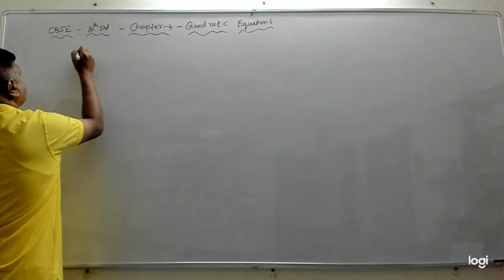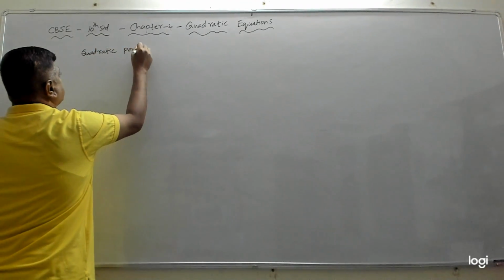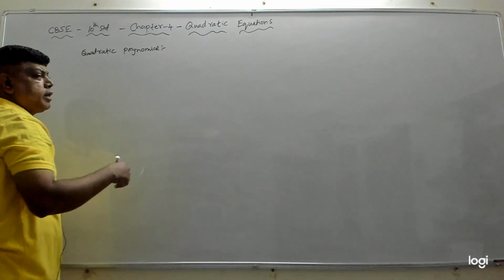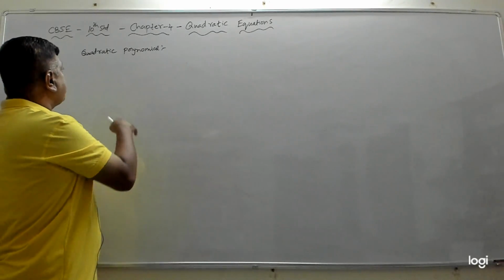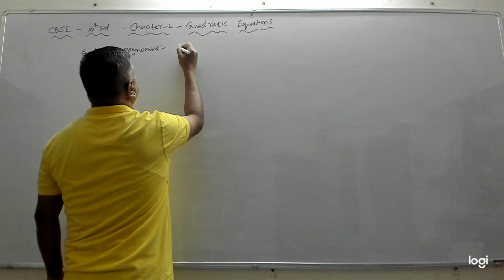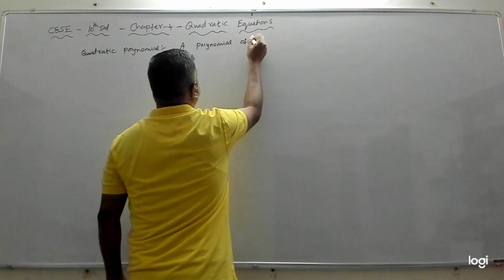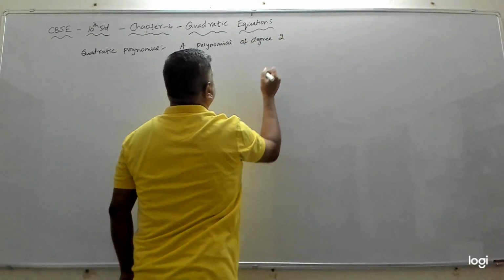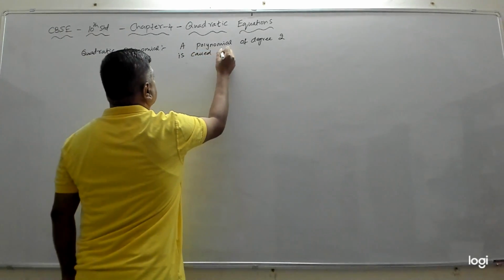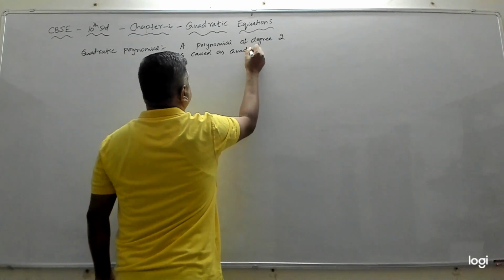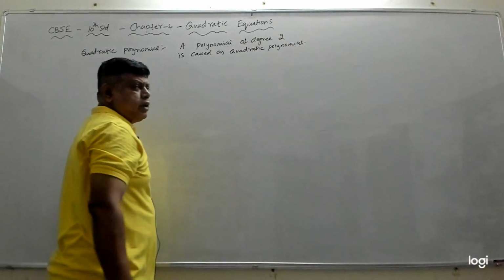So first is quadratic polynomial. Now what is a quadratic polynomial? Once we understand what a quadratic polynomial is, then understanding what a quadratic equation is is very easy. A polynomial of degree 2 is called a quadratic polynomial.